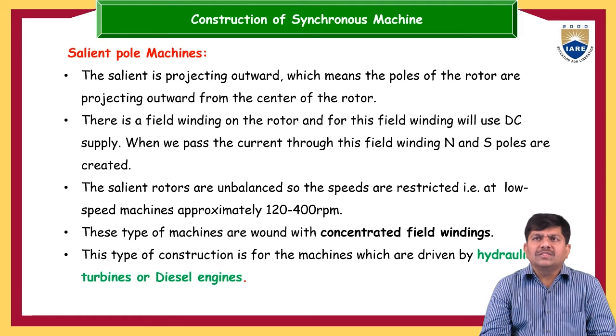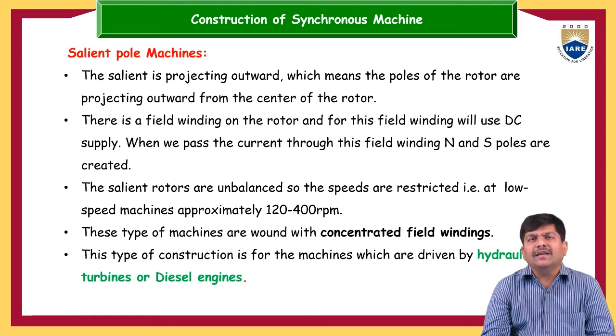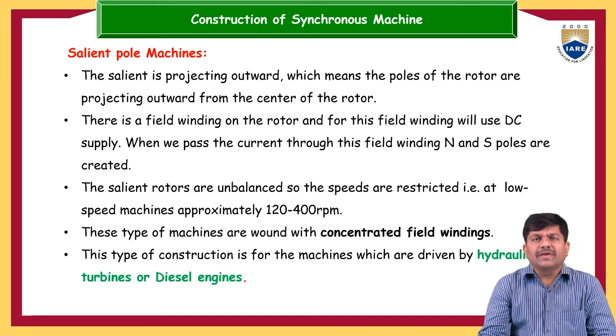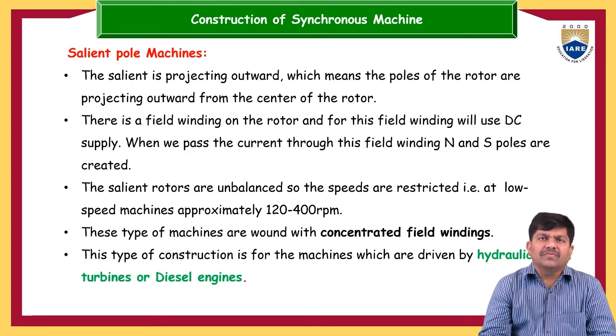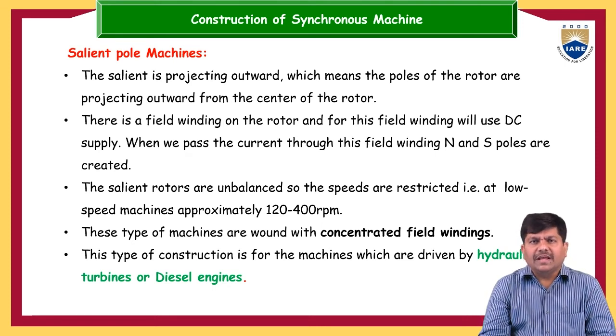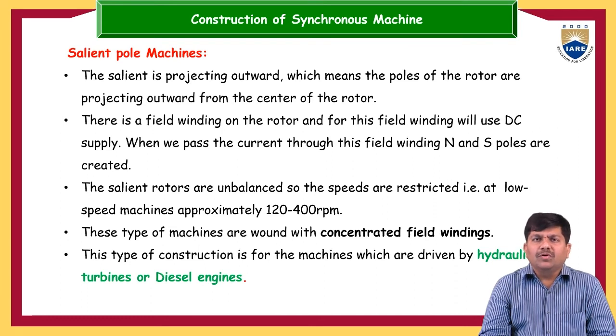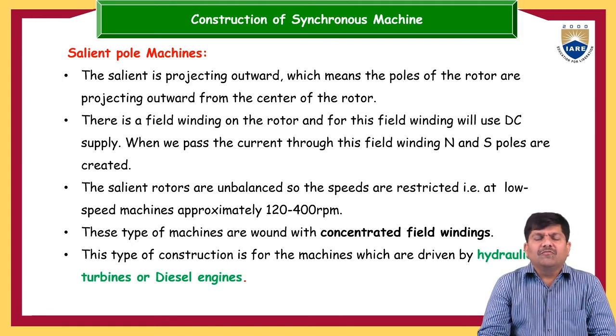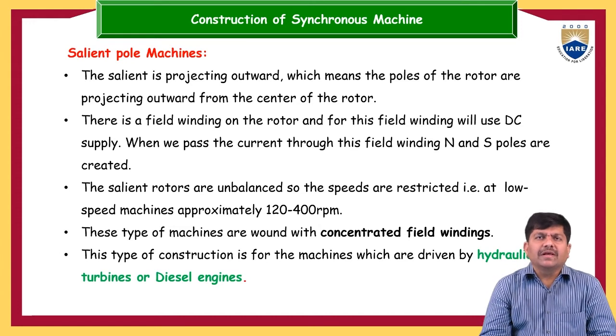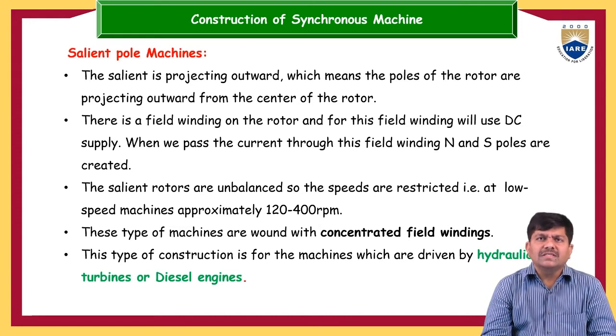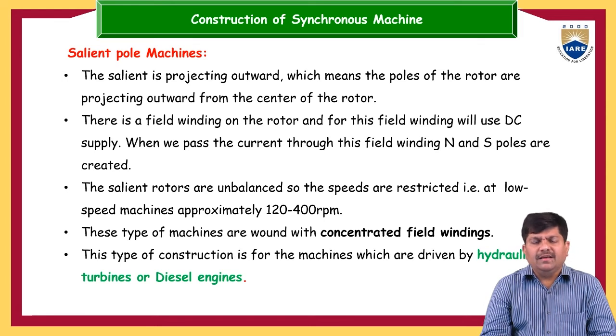Salient pole rotors are unbalanced, so the speeds are restricted, because of centrifugal forces or surface tangential forces. Sometimes a misbalance may take place in the salient pole alternator. That's why there is a speed constraint: you cannot rotate the salient pole rotor for long times at rated speeds, because the conductors and the projecting outer surface magnetic poles experience different types of forces.